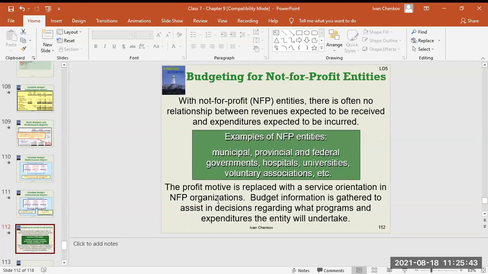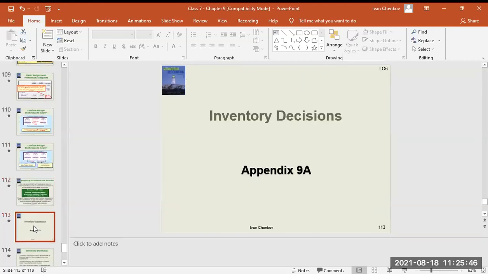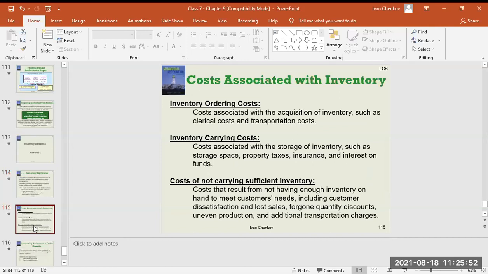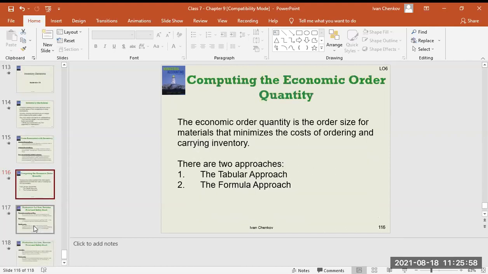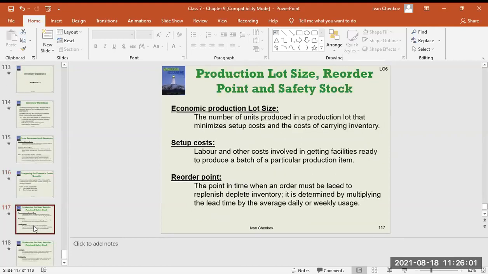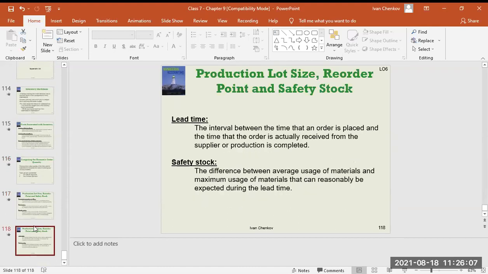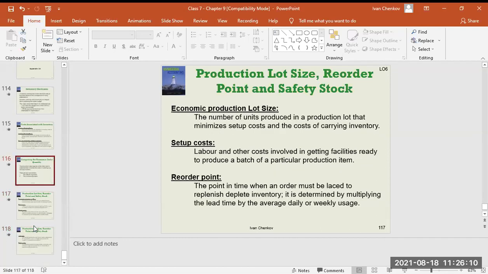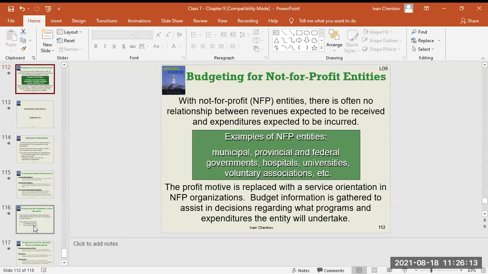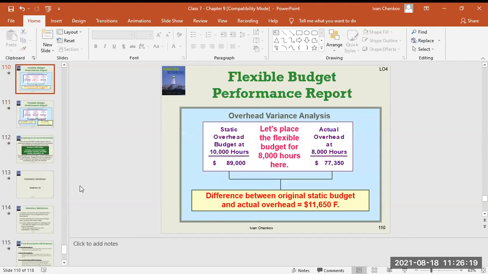For non-profit organizations, different things are used there, so I'm not going to spend time on this. On the inventory decisions, those are very interesting things: inventory order cost, inventory carrying cost, cost of not carrying sufficient inventory, how much are those? Economic production lot size, setup cost, reorder points, lead time, safety stock, all those things will be discussed with the students who are going to continue with the managerial accounting. For the managerial accounting introduction level, that's good enough for you.